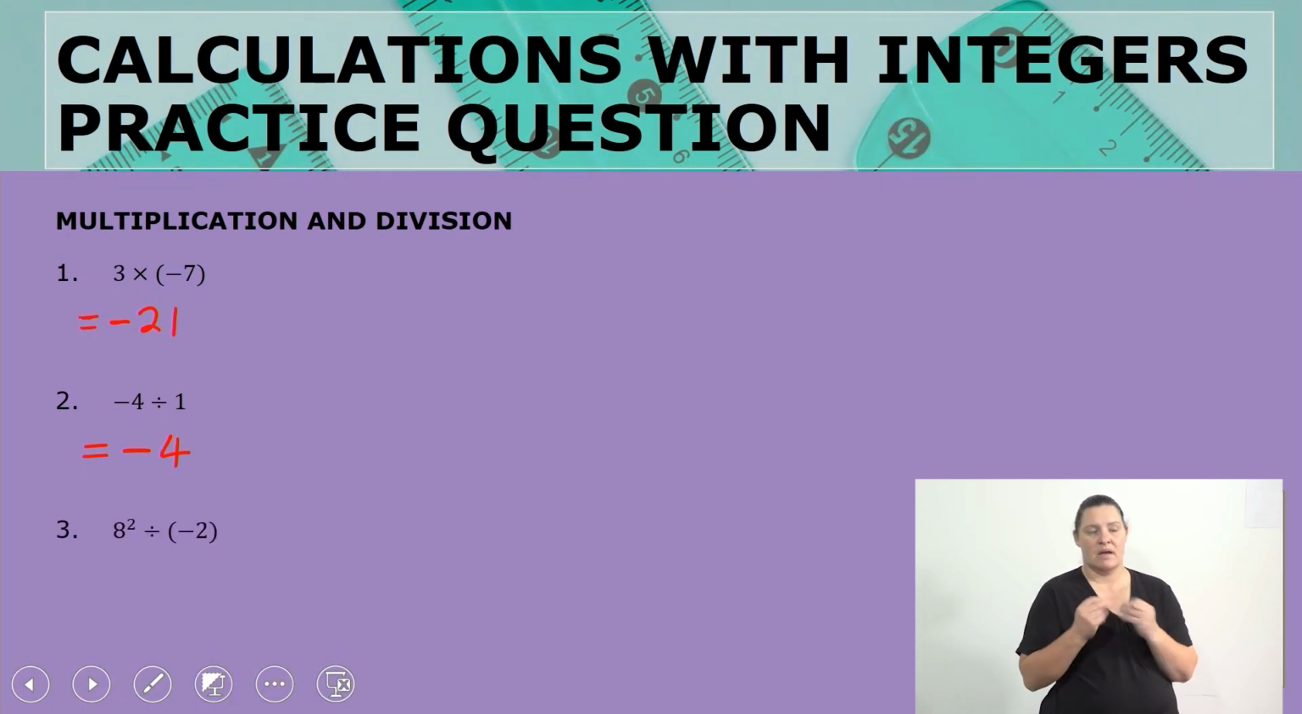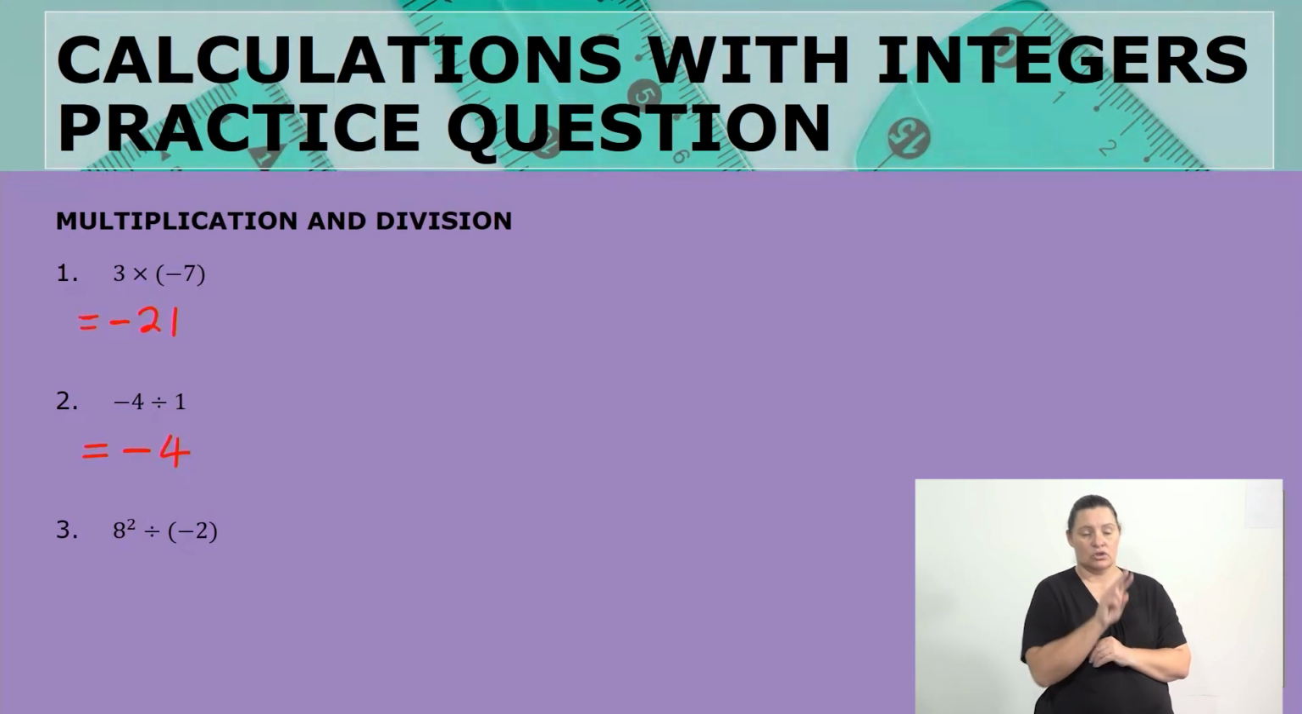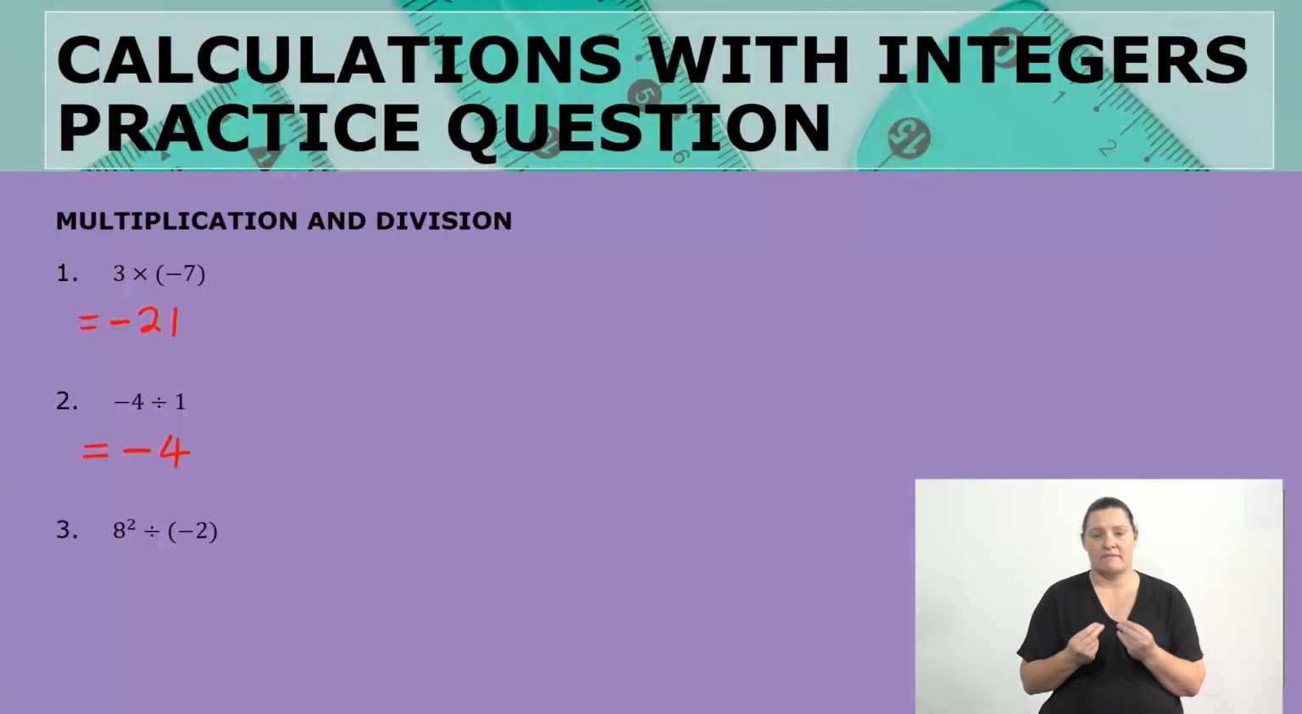Then now we have 8 squared divided by a negative 2. You do remember that when we are working with integers, we just need to place them in brackets so that we do not get confused. So I have 8 squared divided by a negative 2. We are first going to work with the 8 squared. We know that 8 squared is 8 times 8. What is 8 times 8? The answer there is 64, and we are dividing the 64 by a negative 2.